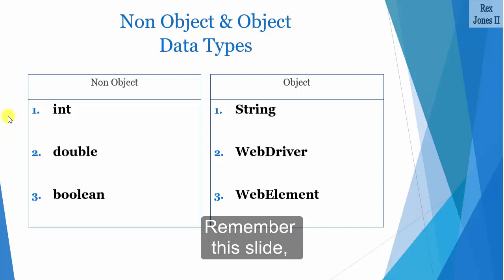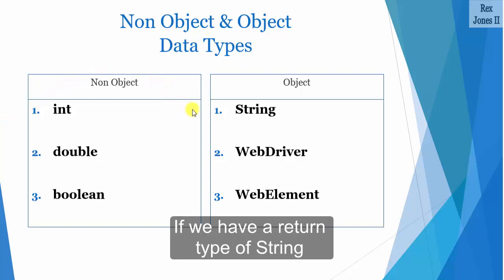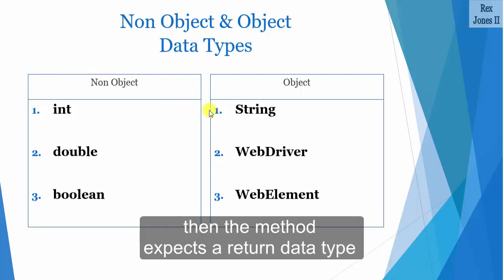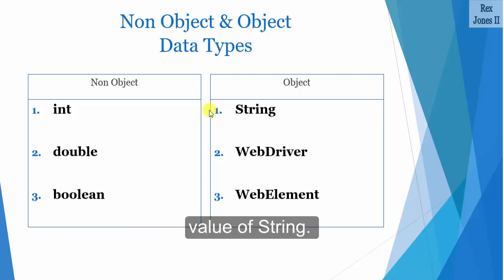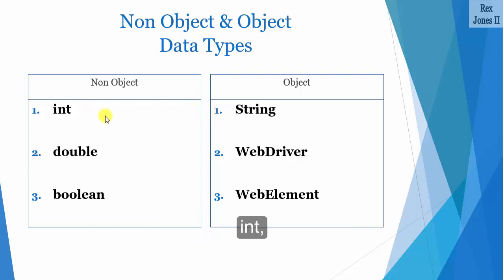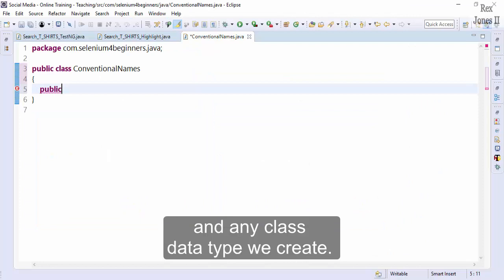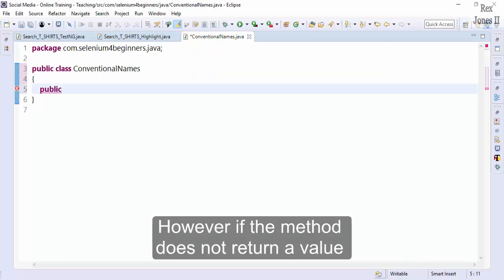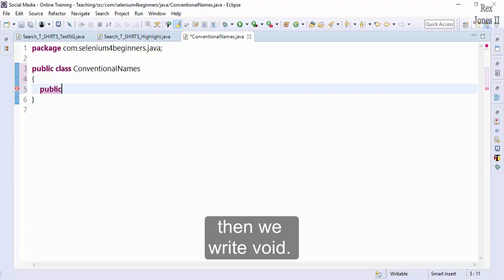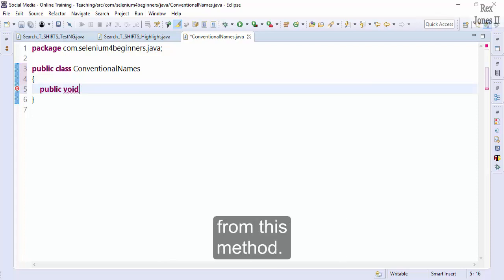Remember this slide? It shows the most used data types. If we have a return type of string, then the method expects a return data type value of string. The same for the other data types such as int, double, boolean, and any class data type we create. However, if the method does not return a value, then we write void. Void means no return value is expected from this method.